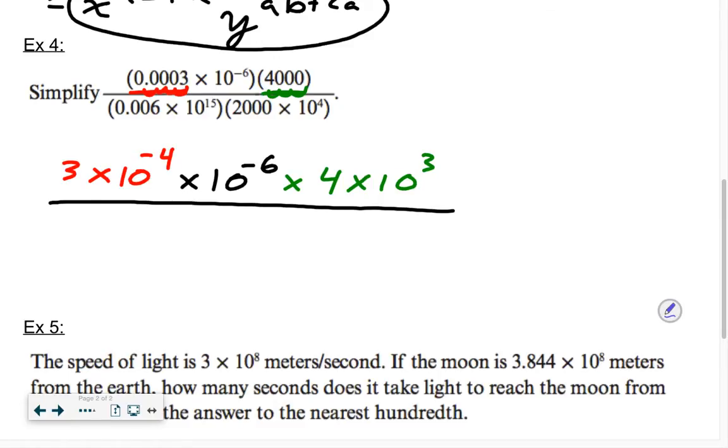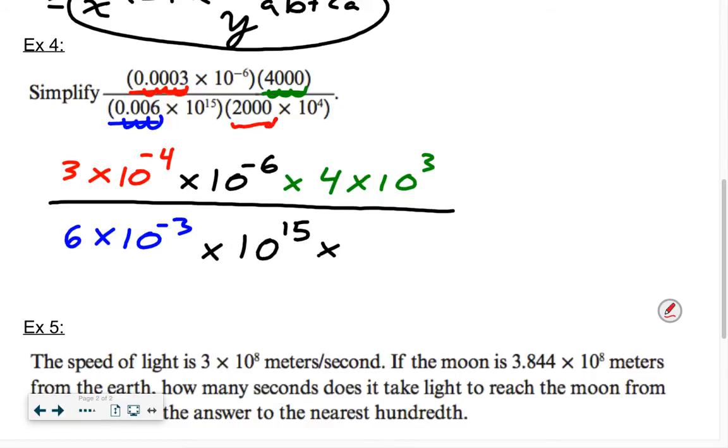If we move on to the next one, 1, 2, 3, 6 times 10 to the negative 3rd. Don't forget this 10 to the 15th. And now we're back to 2,000. 1, 2, 3. 2 times 10 to the 3rd.